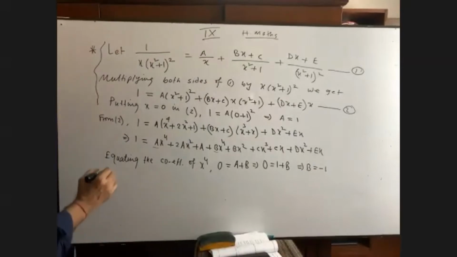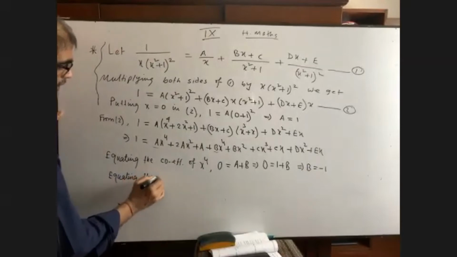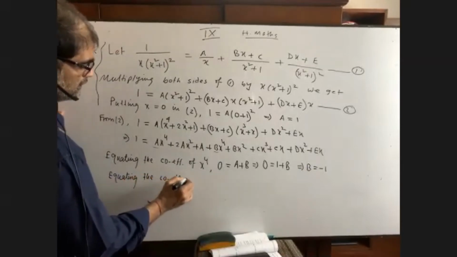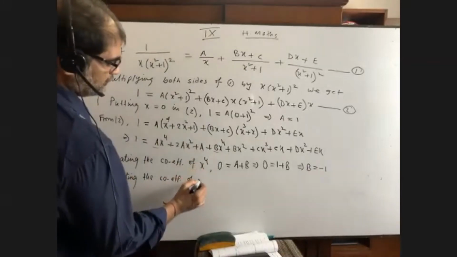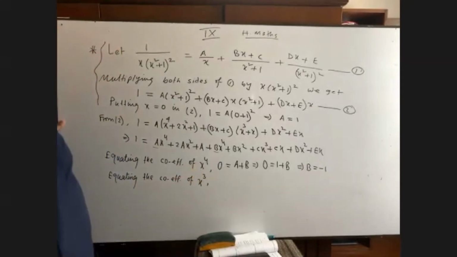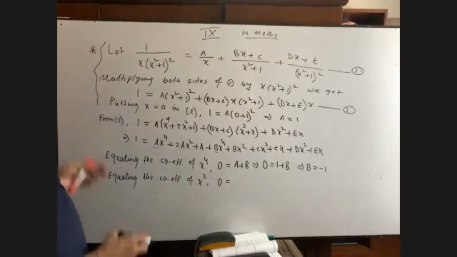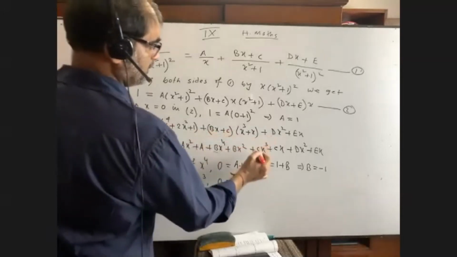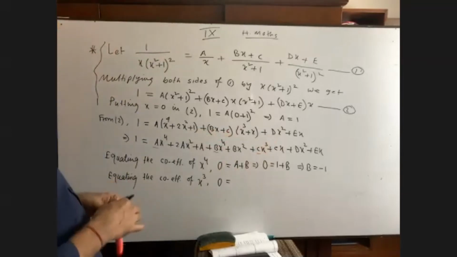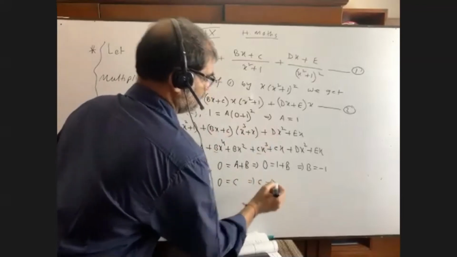Then equating the coefficient of x to the power 3. On the left hand side, it is 0. Why are we getting x to the power 3? Where? It is this part only, x to the power 3, right? So we are getting only c. This implies that c equals 0.